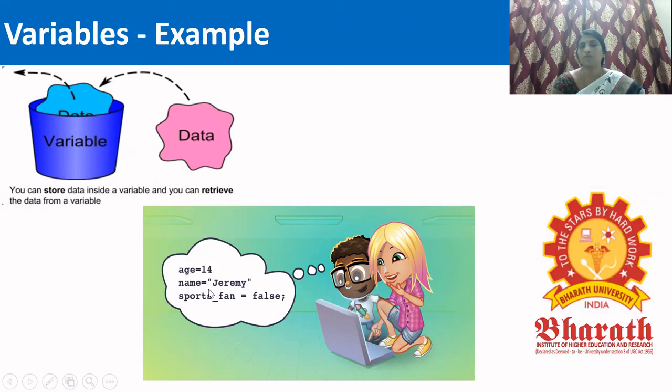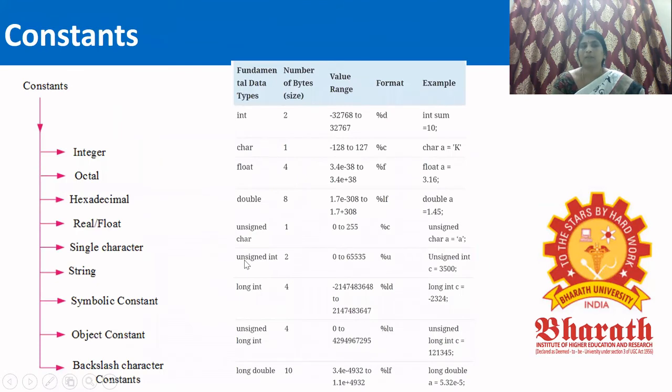Next comes name equals Jeremy. It is a string, that is, it consists of characters, and that data type is called string. And then sports underscore fan is equal to false. This is the Boolean data type, whether true or false. So these are the examples of variables.